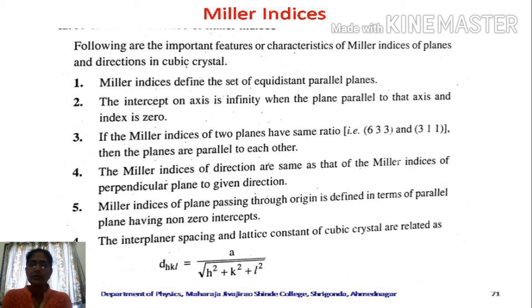Second, suppose there is one plane which is parallel to one of the crystallographic axes. It means that this plane is not going to intersect the axis. Therefore, its intercept will be at infinity, and we know that the Miller index is the reciprocal of the fractional intercept. So, if we take the reciprocal of infinity, it comes out as 0. Therefore, if the given plane is parallel to a crystallographic axis, its HKL value will become 0.